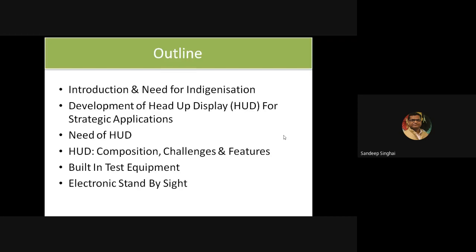During this journey, I will start with what is actually the need of HUD in case of an aircraft, its composition, challenges and features. I will also discuss two of the inbuilt software modules which are an integral part of the head-up display, on which I have actually worked, and they are working fine and are flying in Tejas aircraft, as well as JT-36, Hawkeye, and we are also working to penetrate into many other aircraft lines for this particular purpose.